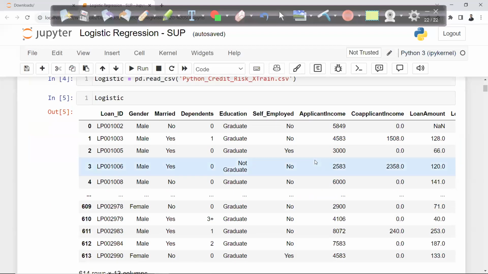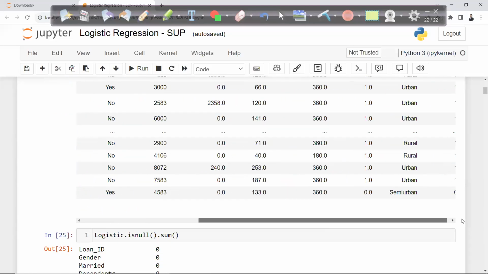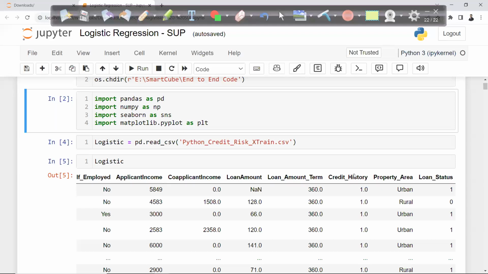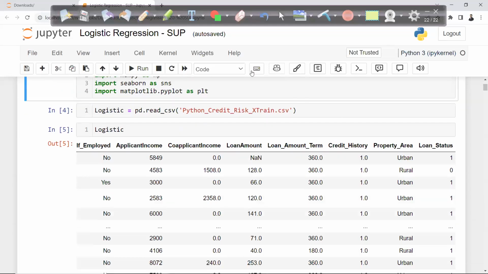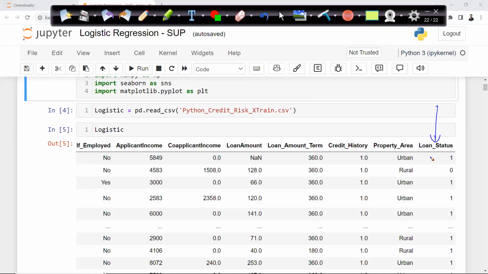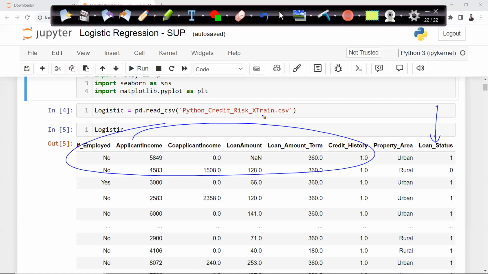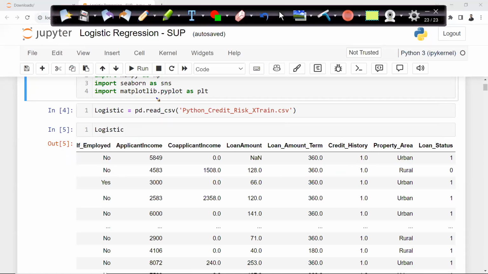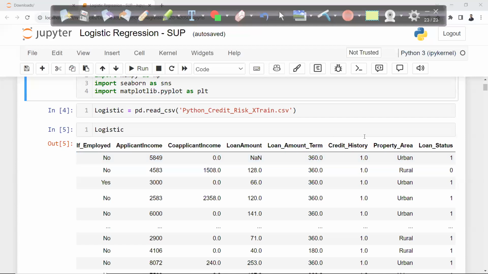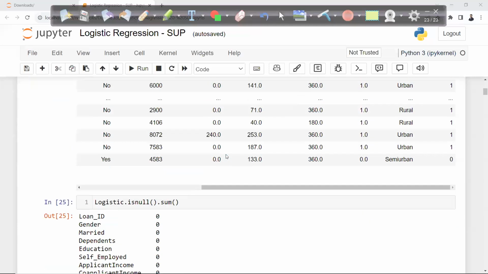So here is the data set which we have, where we have the loan ID, gender, married, dependents, education, self-employed, applicant income, co-applicant income, loan amount, loan amount term, credit history, property area, and loan status. This loan status is my Y, which I want to predict based on various features. Suppose I am applying for a loan, they will check the credit history, the property area, the loan amount, term, applicant income, co-applicant income, and so on.